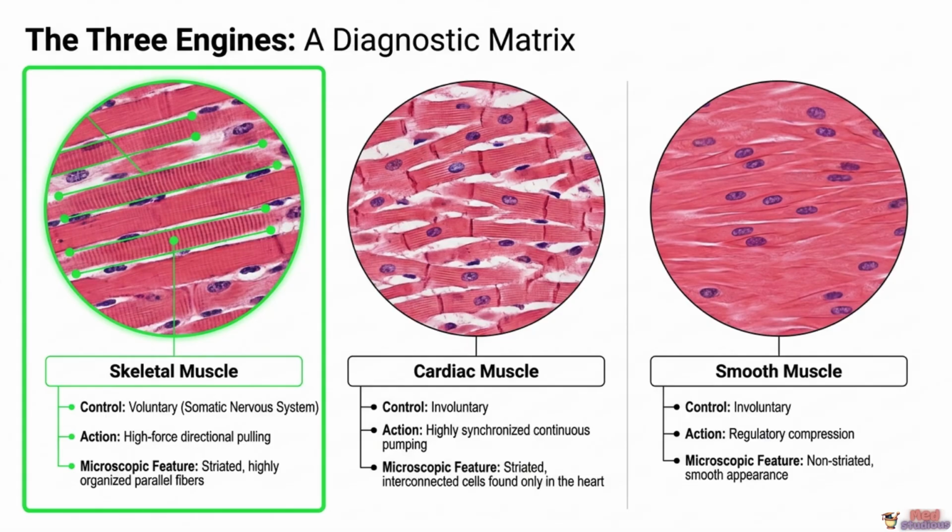This is the body's slow, involuntary engine, lining our digestive tracts and blood vessels. It is built for regulatory compression and rhythmic squeezing. Histologically, it lacks the highly organized protein structure of the other two, giving it a smooth, completely non-striated appearance under the microscope.